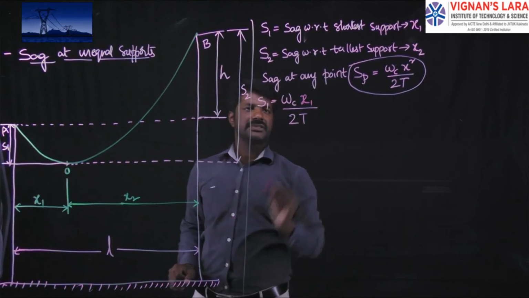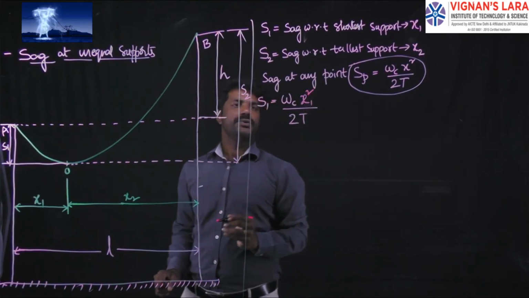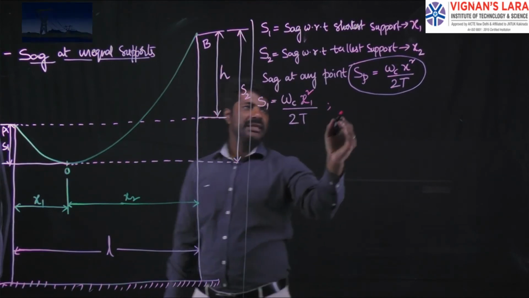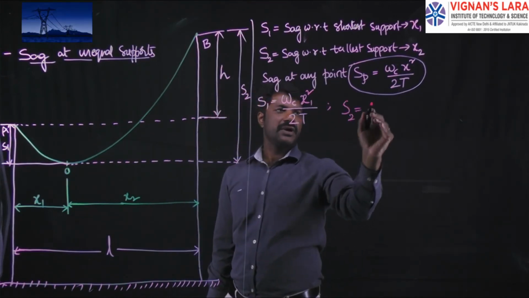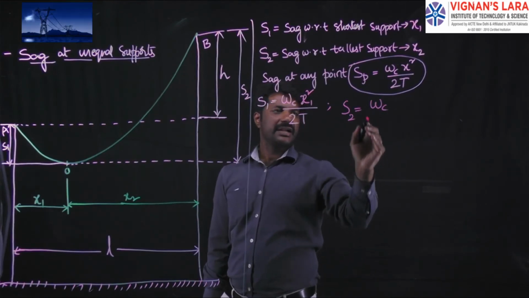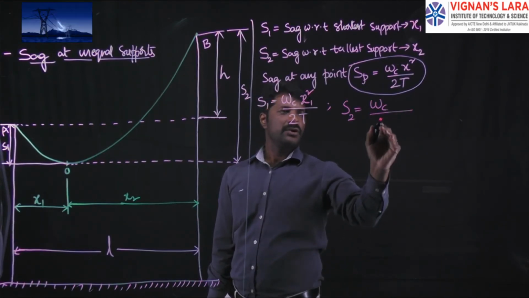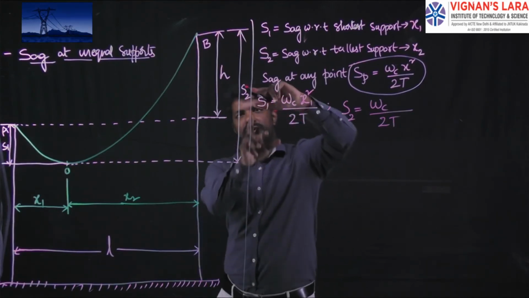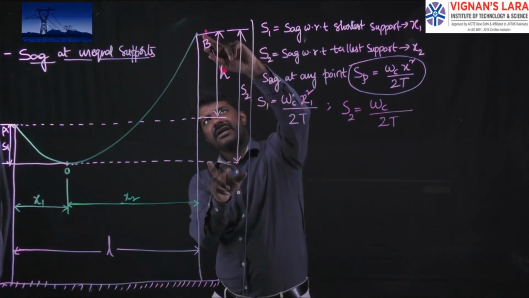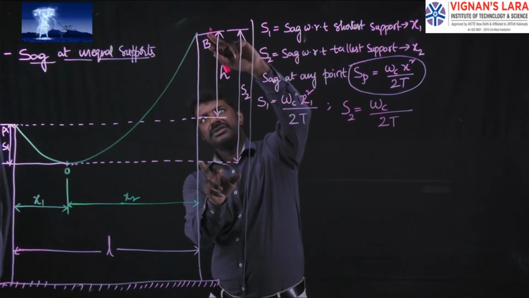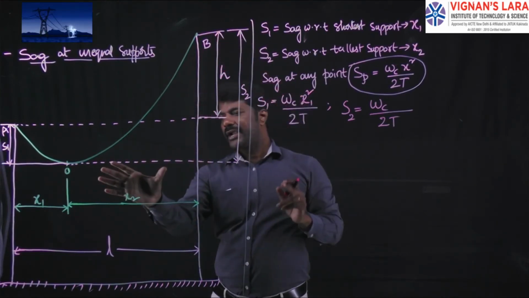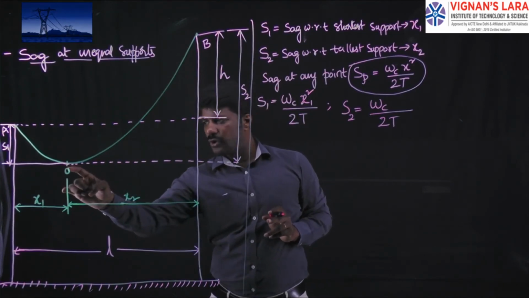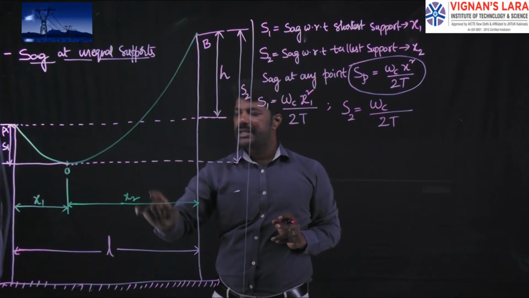So that WC x1 square by 2t is the magnitude of S1. Similarly, sag S2 is equal to the same weight per unit conductor length, with 2t in the denominator. Now S2, what is our assumption? S2 is the sag that was available for the tallest tower. This tallest support is located at a distance of x2 meters with respect to the same origin O. Therefore, in the formula I have to put x2.